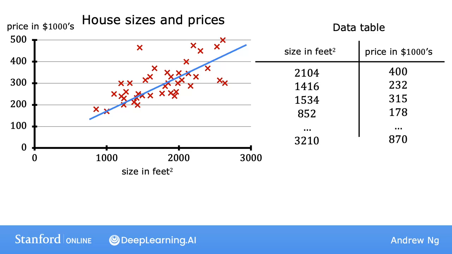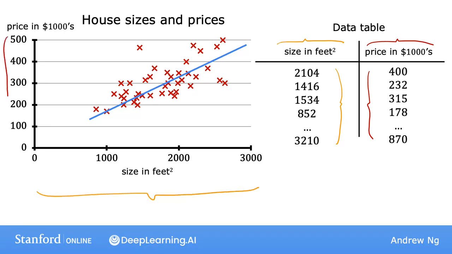The data comprises a set of inputs. This would be the size of the house, which is this column here. It also has outputs. You're trying to predict the price, which is this column here. Notice that the horizontal and vertical axes correspond to these 2 columns, the size and the price. And so if you have, say, 47 rows in this data table, then there are 47 of these little crosses on the plot on the left, each cross corresponding to one row of the table.